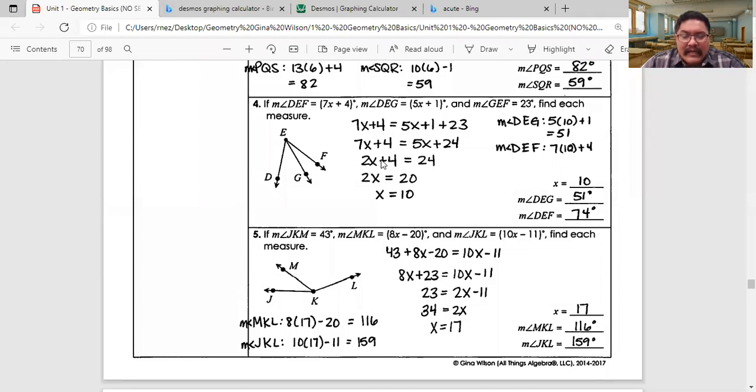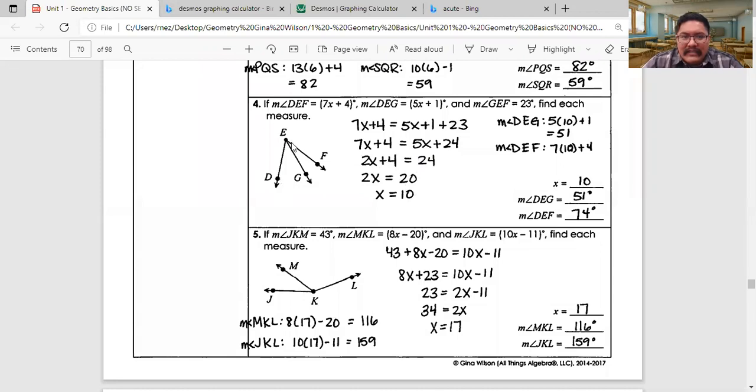Now, let's get the adding and subtracting out of the way. We want to get rid of this 4, so we're going to minus 4 from both sides. If we minus 4, this one cancels. 24 minus 4 is 20. And then what number times 2 gives me 20? Well, that's easy. It's 10. So we know x is 10, but that's not really going to help us. We've got to find out the rest of them.